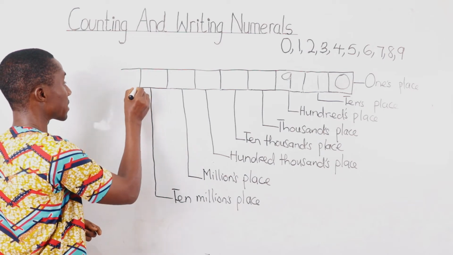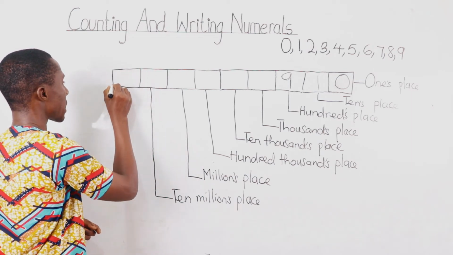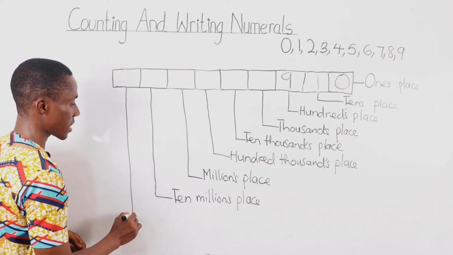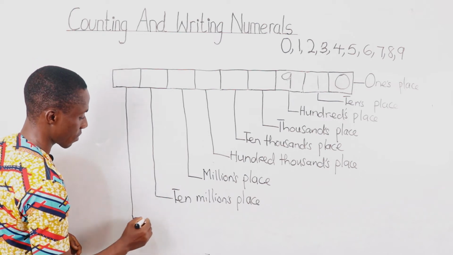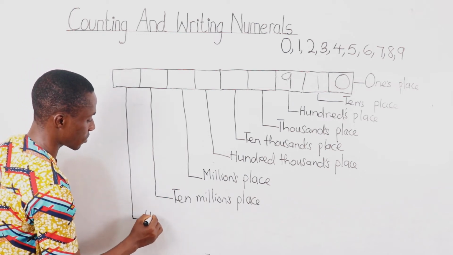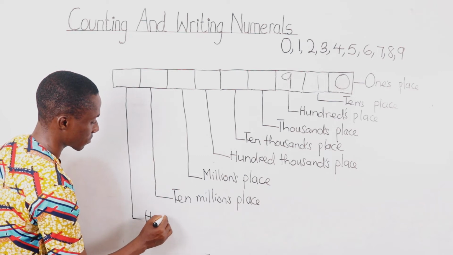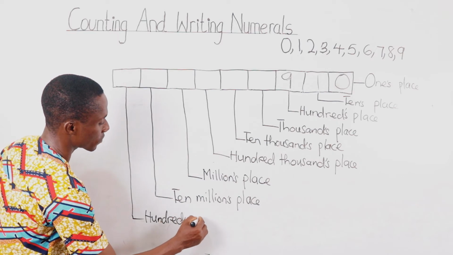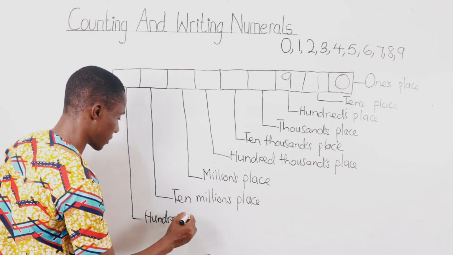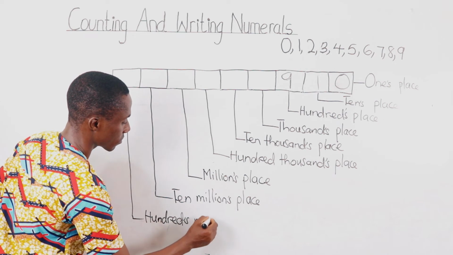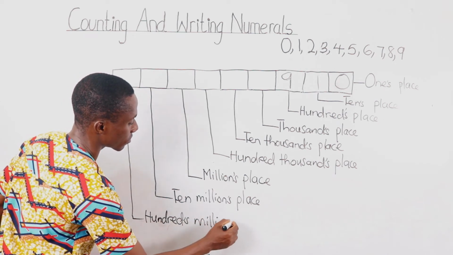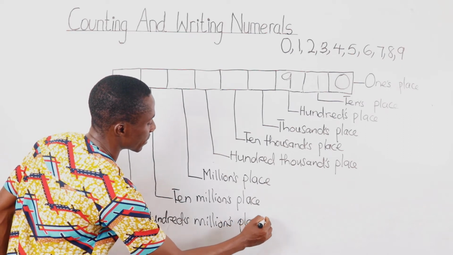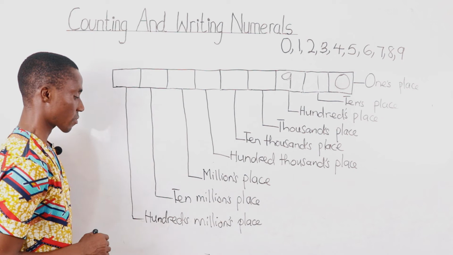Okay, very good. So the next number place will be 10 millions times 10, and that will give us 100 million, and therefore the next number place will be called the hundreds of millions place. So we have the 100 millions place, or the 100 millions number place.